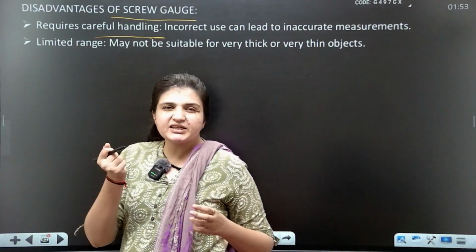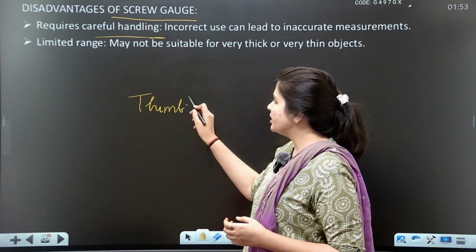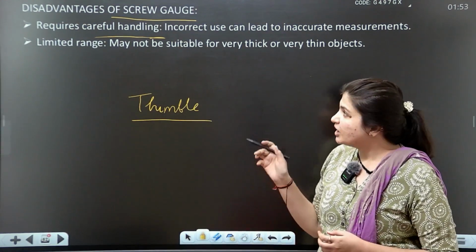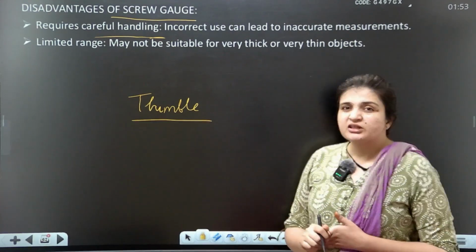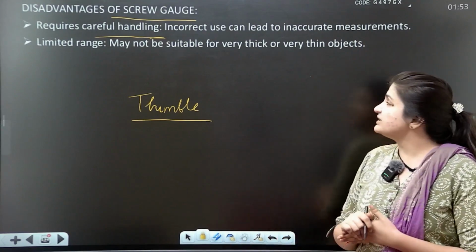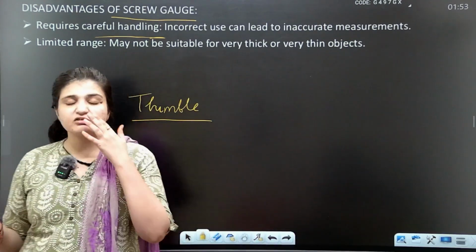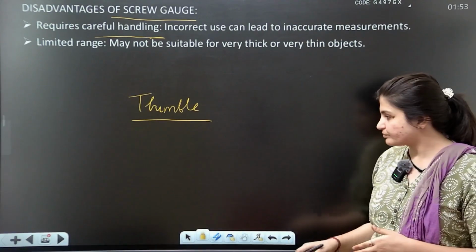So when we are rotating using a thimble, what can happen? It can disrupt it, so this requires careful handling. It also has a limited range, so it may not be suitable for very high thickness and very thin objects.